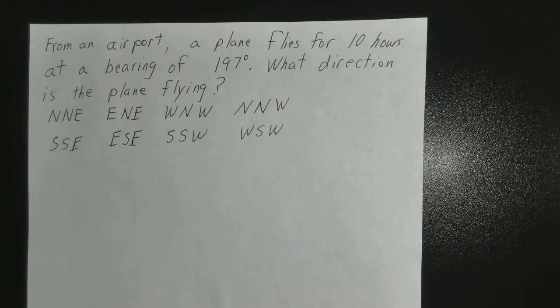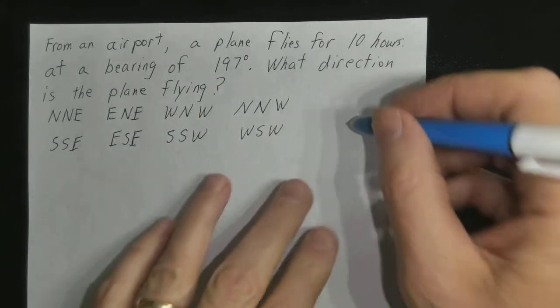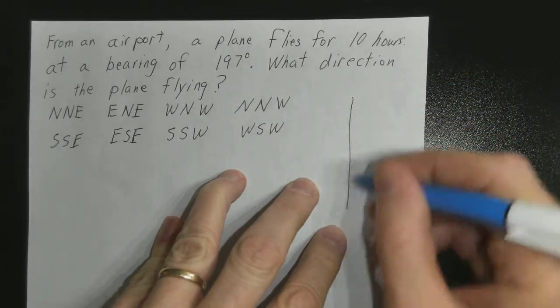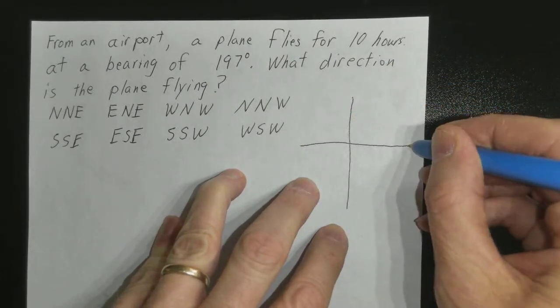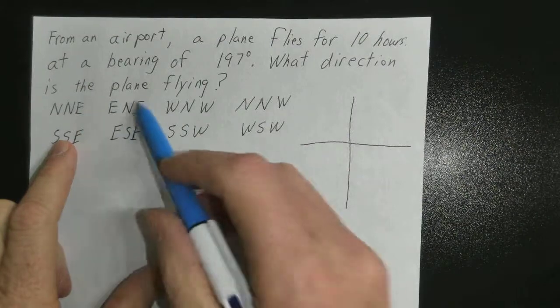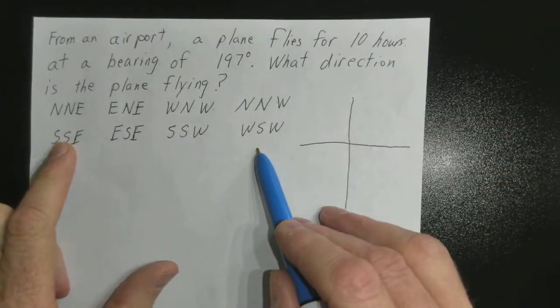From an airport, a plane flies for 10 hours at a bearing of 197 degrees. What direction is the plane flying? North-northeast, east-northeast? Okay, let me just explain that a little bit. All I want to know is which one of these is the plane flying.